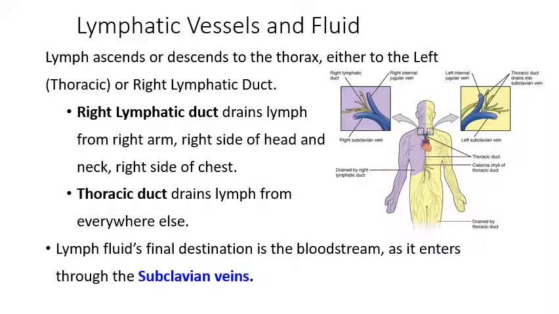So that right lymphatic duct is going to join with your right subclavian vein and dump the fluid back into the cardiovascular system there. The thoracic duct is going to join with the left subclavian vein and dump the fluid back into the cardiovascular system from there. So we're always entering the circulatory system at the subclavian veins.